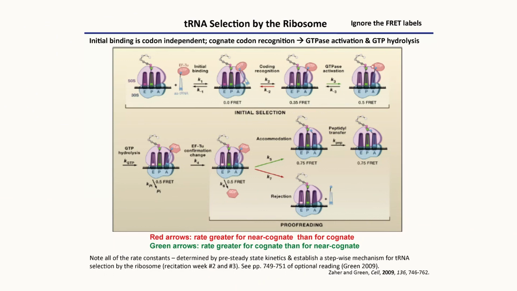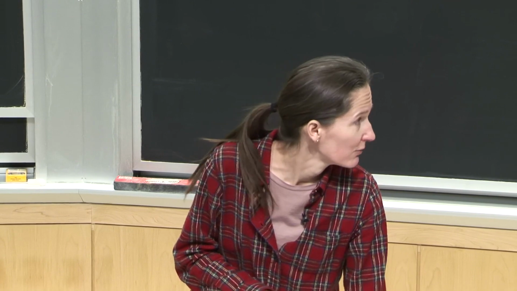Recall we discussed the initial binding of the ternary complex of EF-Tu, GTP, and the aminoacyl tRNA, and that's codon independent. When a cognate codon-anticodon match occurs, we have a push in the forward direction. EF-Tu is a GTPase. There's activation of the GTPase center, so conformational changes, GTP hydrolysis. So we have EF-Tu in the GDP-bound form, there's conformational change, and ultimately accommodation of this tRNA in the A site. And that allows for peptide bond formation.